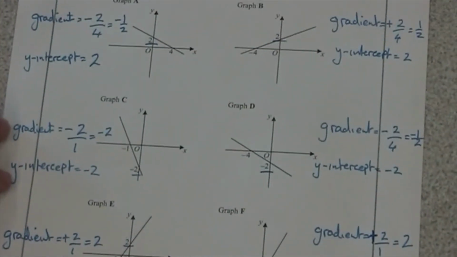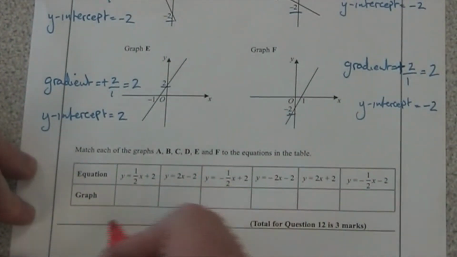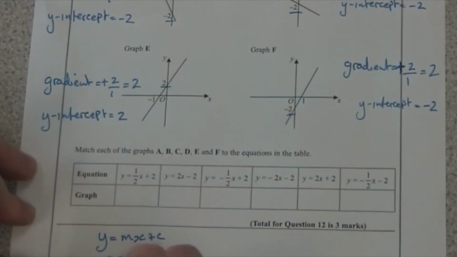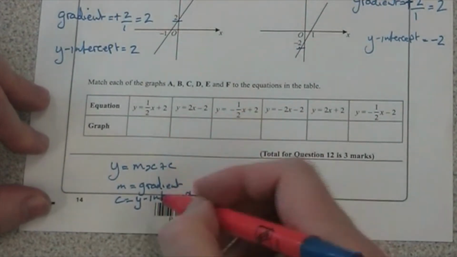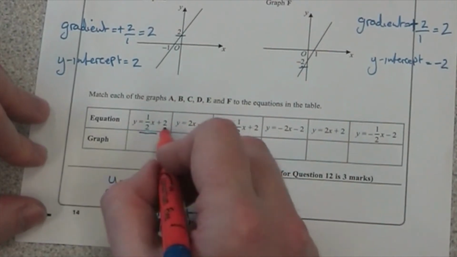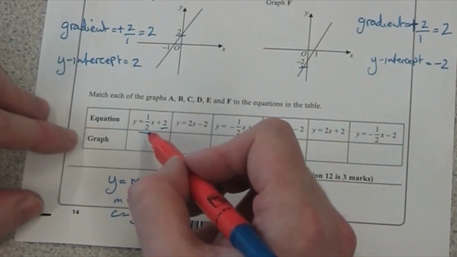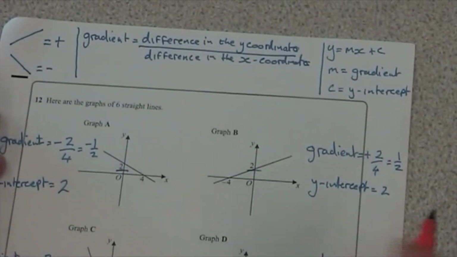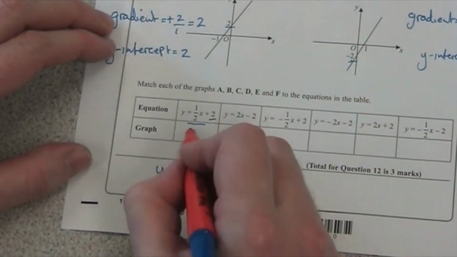Now, all of this information that we've just got from these 6 graphs, we can apply to the 6 equations of a line below. Using our generic equation of a line, y equals mx plus c, where m equals the gradient and c equals the y-intercept, we can see in equation 1 that the gradient is a half and the y-intercept is 2. So we're looking for one of the graphs with a gradient of positive a half and a y-intercept of 2. If you go to graph B, we can see that it is a positive half and a y-intercept of 2. So our first one is B.